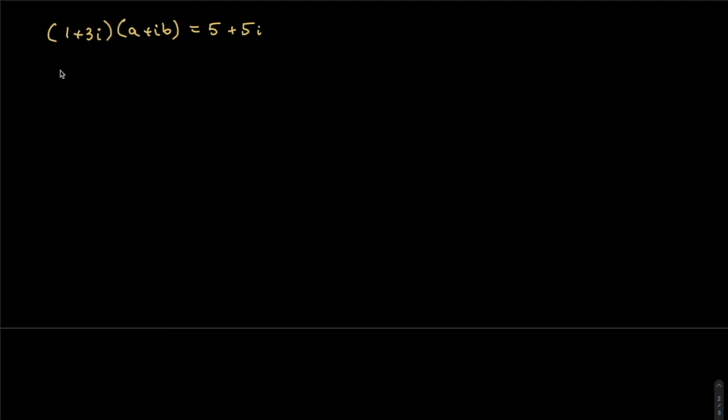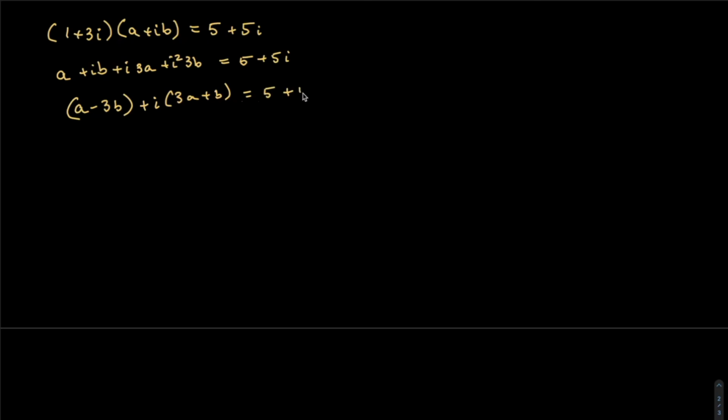So we have 1 times a, which is a. Then we have 1 times ib, so we have ib. Then we have 3i into a, so we have 3a i. Then we have plus i squared, for i into i is i squared, and then 3b, is equal to 5 plus 5i. I know i squared is minus 1, so this will be minus 3b. So I'm going to write a minus 3b in parentheses, and then I'm going to take out the i because it's the imaginary part, and I'll write 3a plus b, is equal to 5 plus 5i.